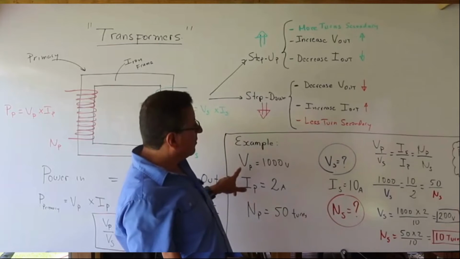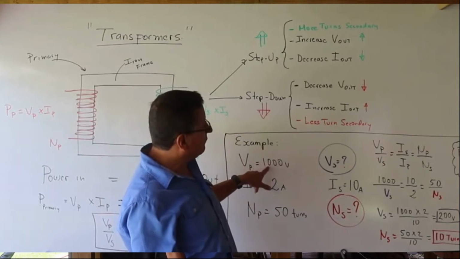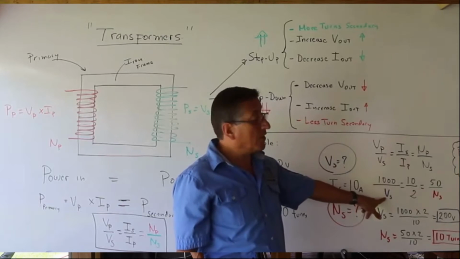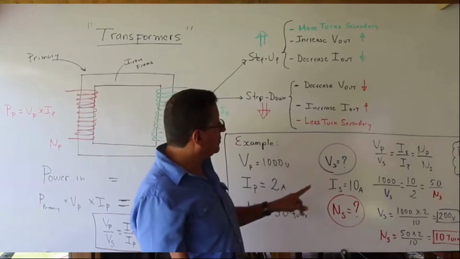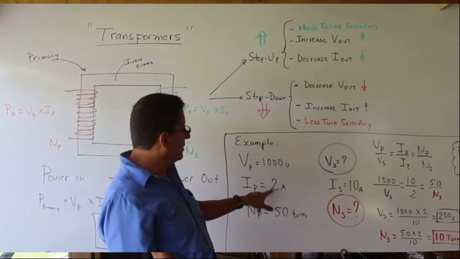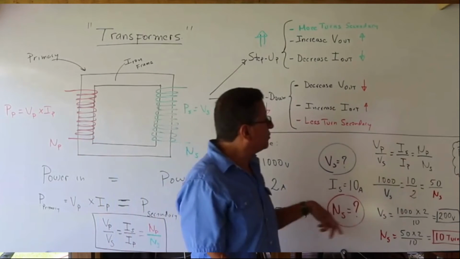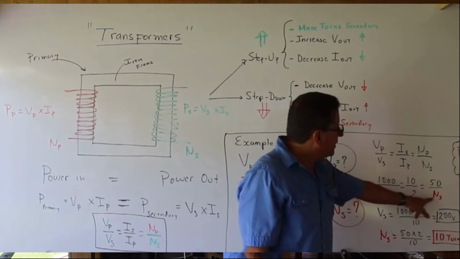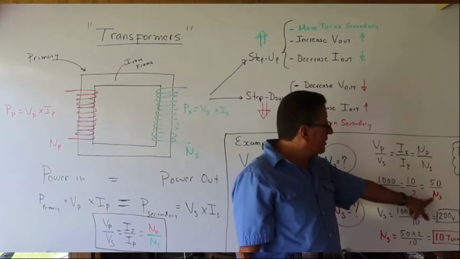Okay, what information do I have? I have 1000 volts in the primary divided by the voltage in the secondary. This is one of the questions. And it should be equal to the intensity in the secondary, 10 amps, divided by the intensity in the primary, 2 amps. And should be equal to the number of coils in the primary, 50, divided by the number of coils in the secondary. That's the second question.